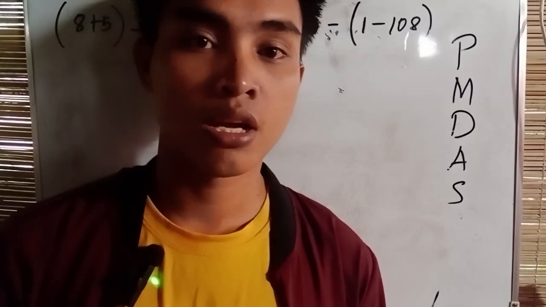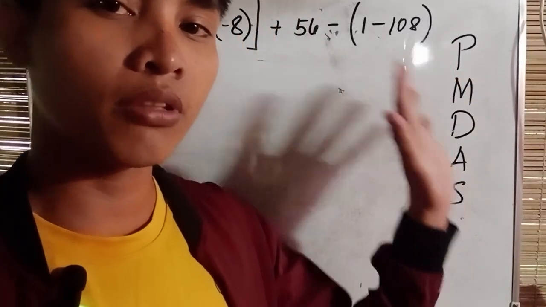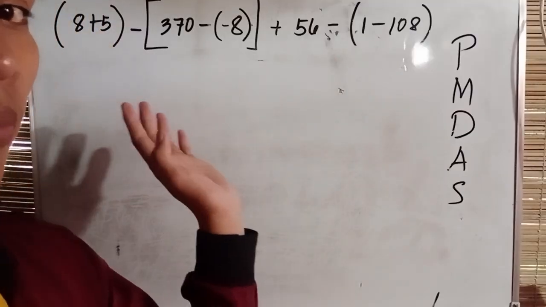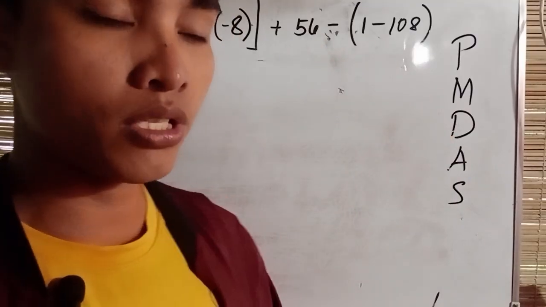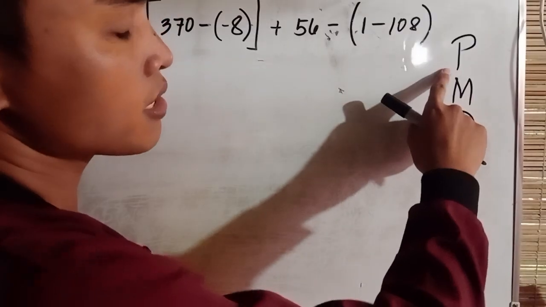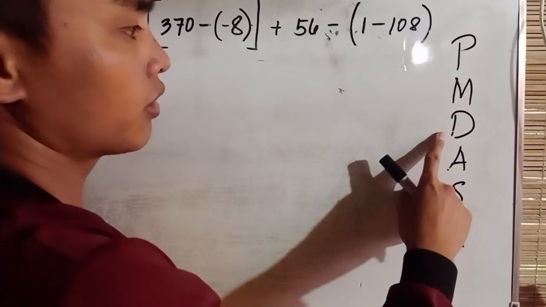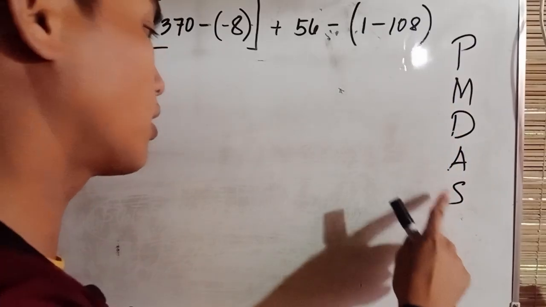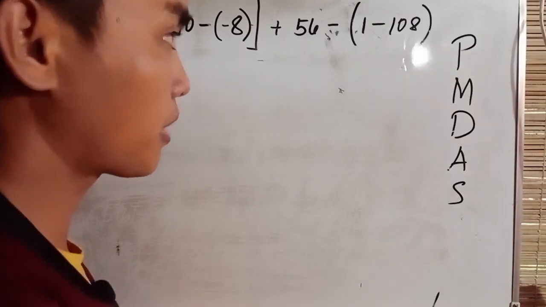For today's video we will be solving one of the examples of fundamental operations. So we have here a PMDAS method, and this PMDAS method will be used to answer this problem, to follow an order of operation when solving this kind of problem. So what is PMDAS? PMDAS is P for parentheses, M for multiplication, D for division, A for addition, and S for subtraction. So now let's go first with the parentheses.